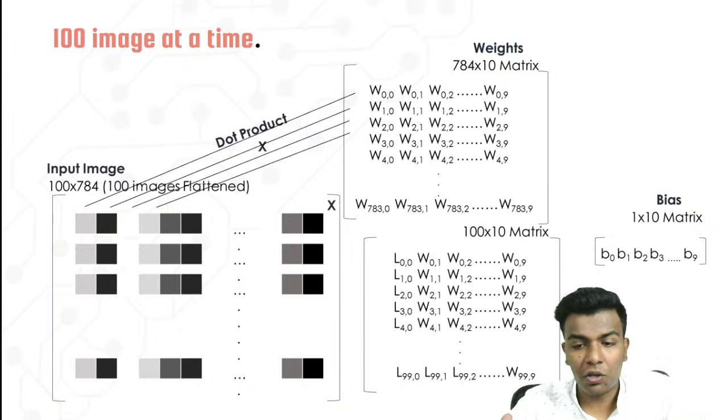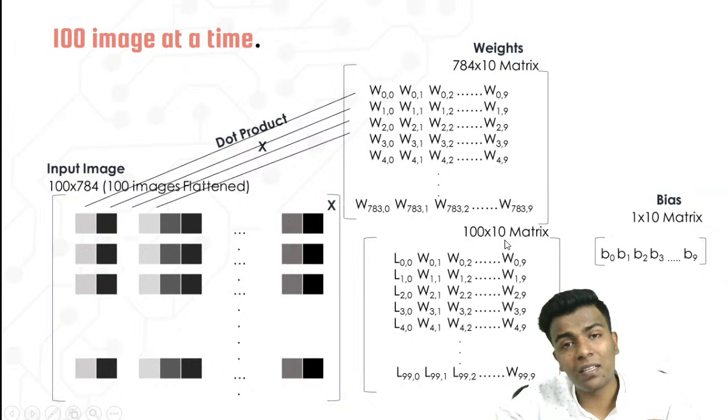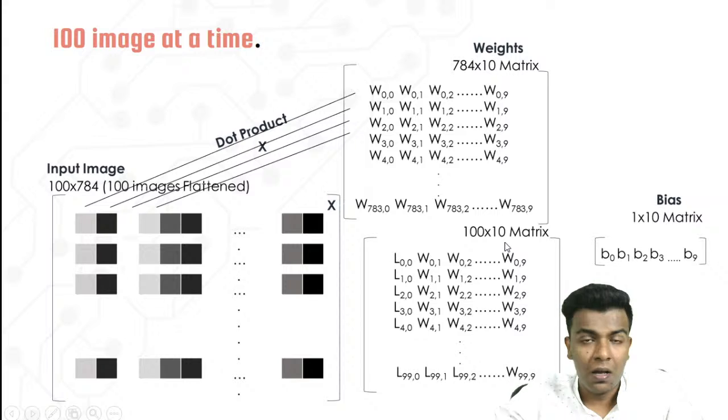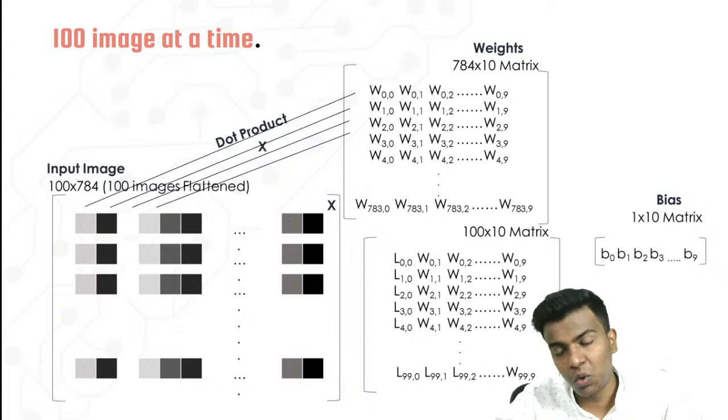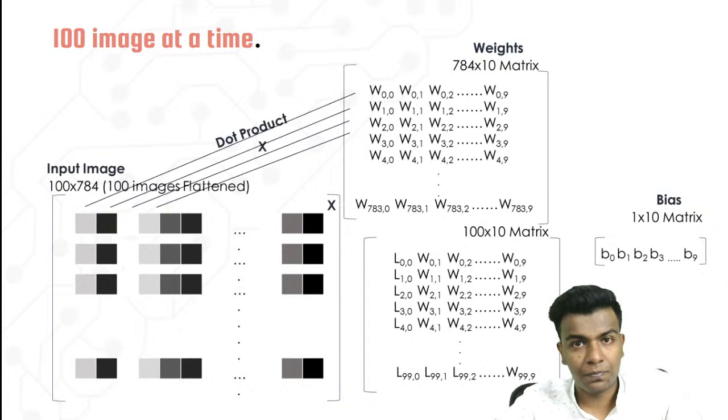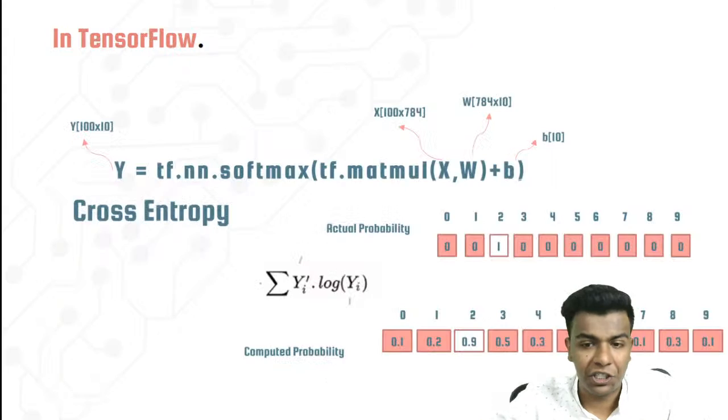We do the dot product and get the output as described here. The product of the input images and their weights gives a matrix of size 100 cross 10, whereas the input size is 100 cross 784. We are going to process 100 images, so this is going to be one matrix. On that matrix we are going to add the biases. Biases are for each and every neuron in the final layer, that is 10 neurons, so 10 biases are added. This is the overall thing, and from it we get the output predictions.